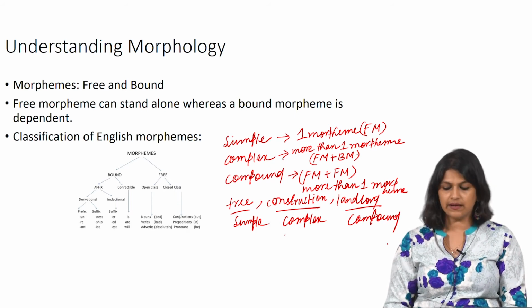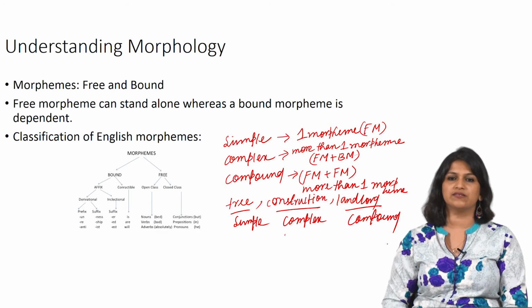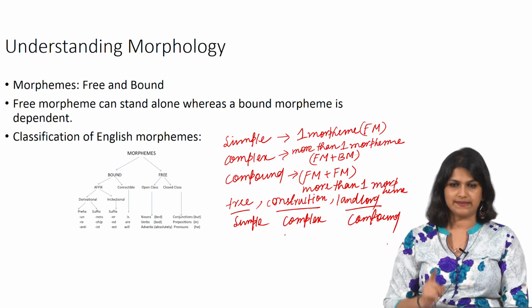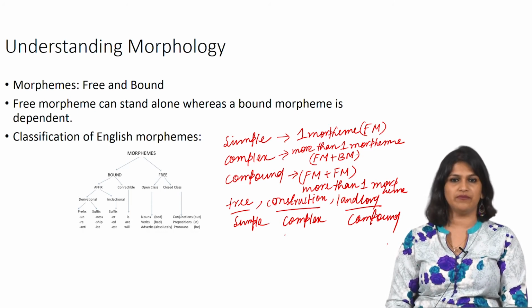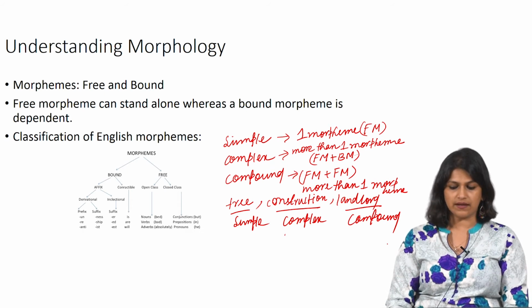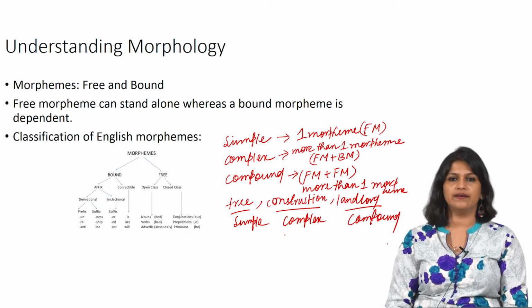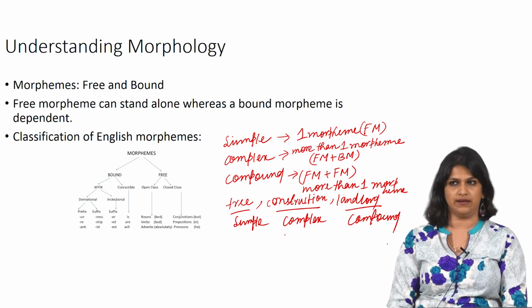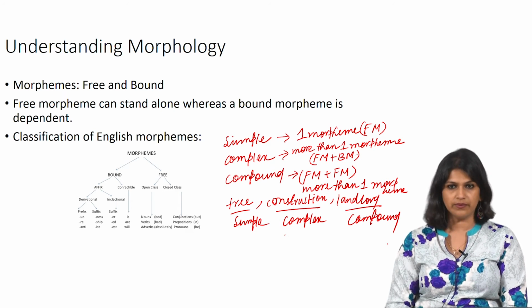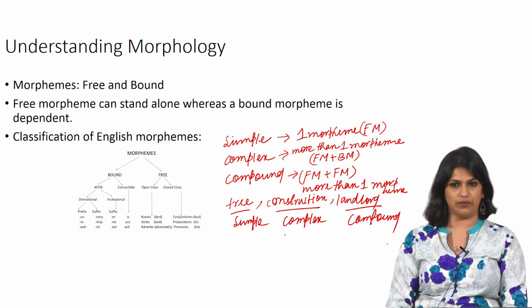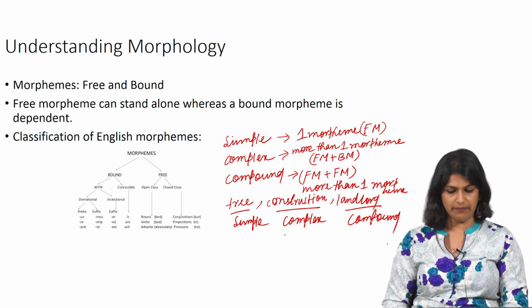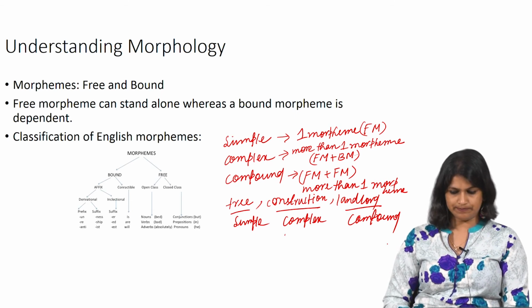It is basically "tree" is a word which has only one morpheme, and since it has only one morpheme, it is a free morpheme and it is a simple word. In "construction", there are two morphemes, "construct" plus "-ion". So, "construct" is the root word which is a free morpheme and "-ion" is the bound morpheme. So, this will be FM plus BM. So, it will be a complex word.